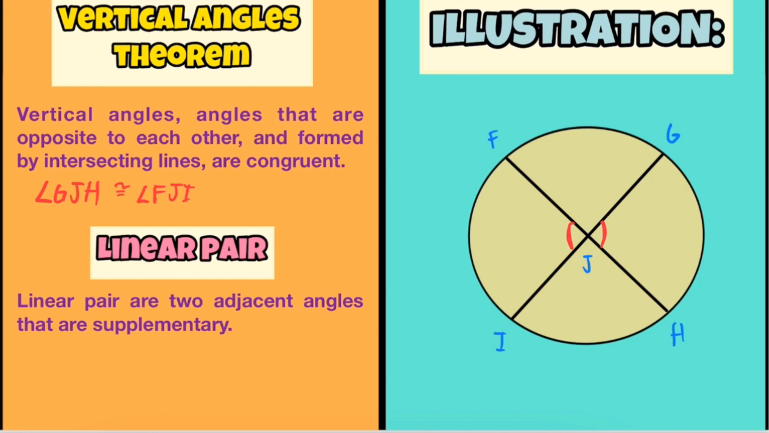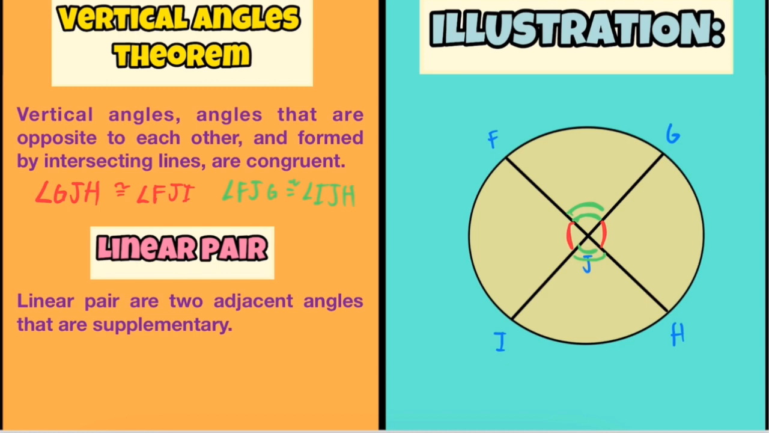Okay, next. In this case, there's another pair of vertical angles we can identify here. I'll just use a different color so that it won't be confusing. The angle formed in FJG is the same measurement as the angle formed in IJH. So we can take note of that. Again, angle FJG is congruent to the angle formed at IJH. Okay, so that's the concept of the vertical angles theorem. This takes place when there are two intersecting lines or intersecting segments.